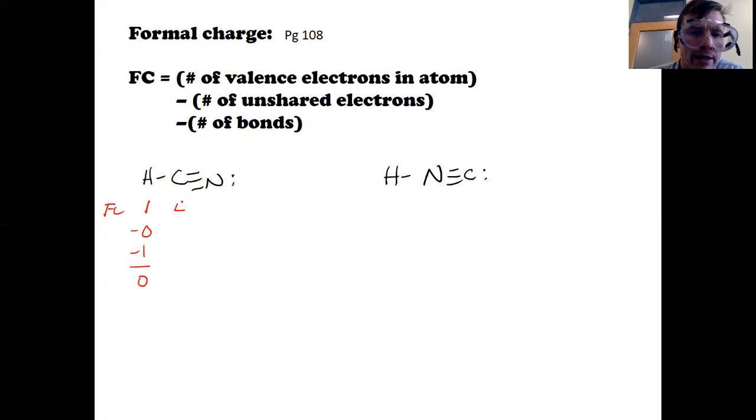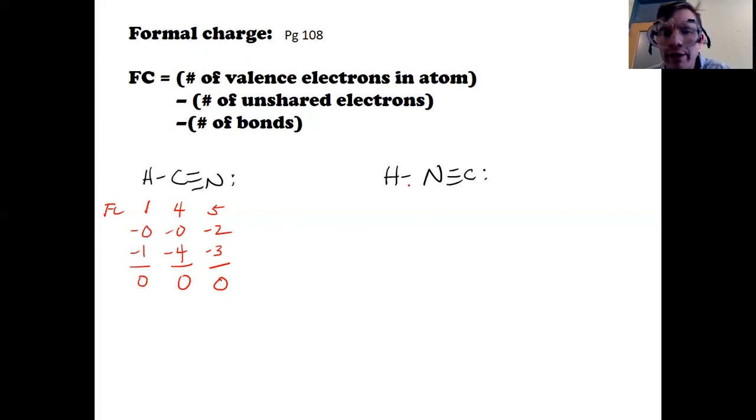Carbon. Carbon has 4 valence electrons in the neutral atom. It has no unshared electrons around it. And it has 1, 2, 3, 4 bonds. 4 minus 0 minus 4 is also 0. Last but not least, nitrogen. Nitrogen has 5 valence electrons. It has 2 unshared electrons. It has 1, 2, 3 bonds. 5 minus 2 minus 3 is 0. So none of these atoms in this arrangement have any formal charge.